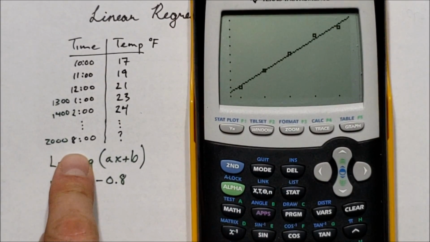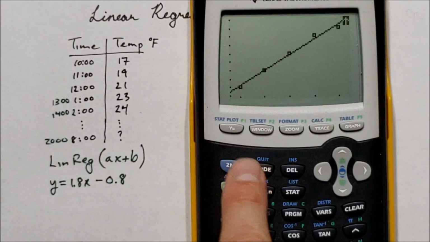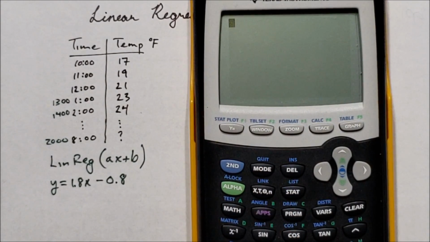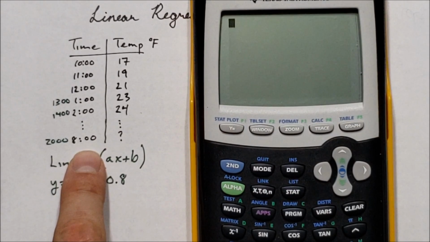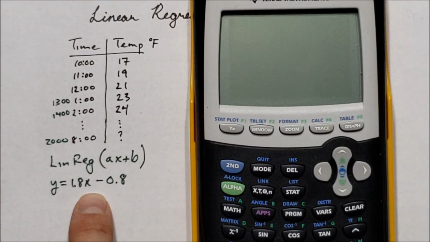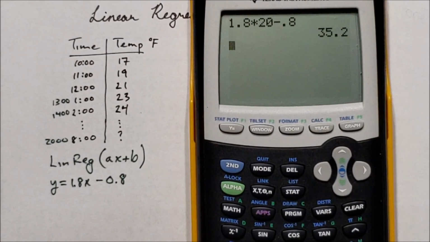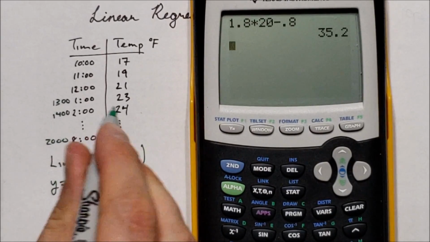If we want to predict the time at 8 o'clock in the afternoon, we can go back to our main screen by second mode, where that's our quit, and we can plug 8 o'clock into our linear equation, which is going to be 1.8 times 20 hours minus, not negative, minus 0.8, and that's predicting that it's going to be 35.2 degrees at 8 p.m.